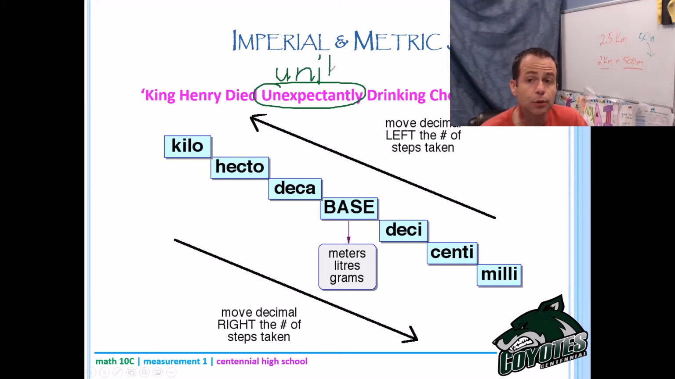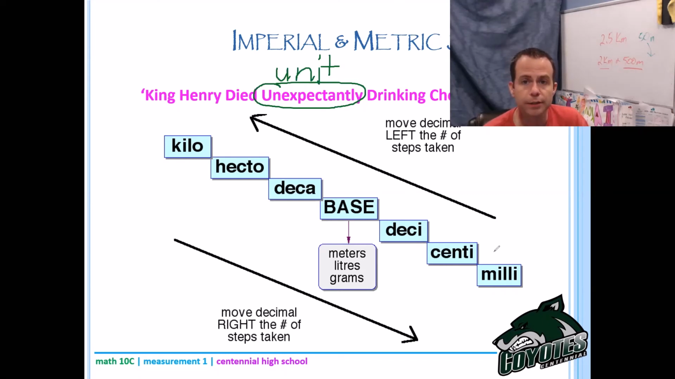Now, my unit could be meters if I'm talking length. It could be liters if I'm talking volume, or it could be grams if I'm talking mass. But then these prefixes work for every one of those units, okay? And the prefixes are kilo, hecto, deca, the base, which is meters, liters, or grams, deci, centi, and milli, okay?